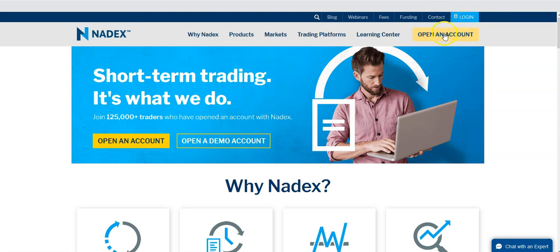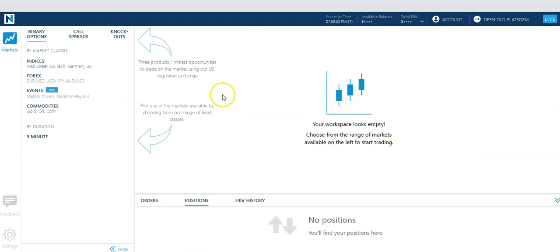Once you open up an account, go to login, and once you're logged in, you'll want to go to the new trading platform, which is this platform right here. If you go back and watch the video I did yesterday, you'll see it teaches you how this whole thing works. Today's video is going to be on binary options. The next video I'll do will be on call spreads and then on knockouts, what each one is. So it's a little series of videos.